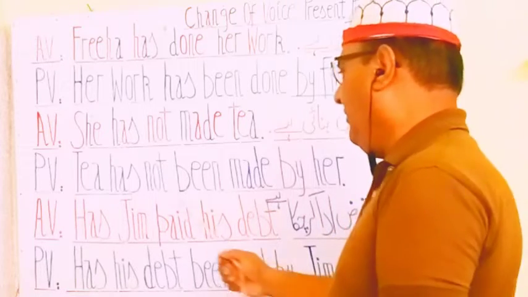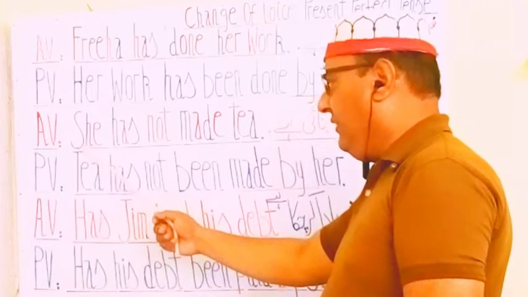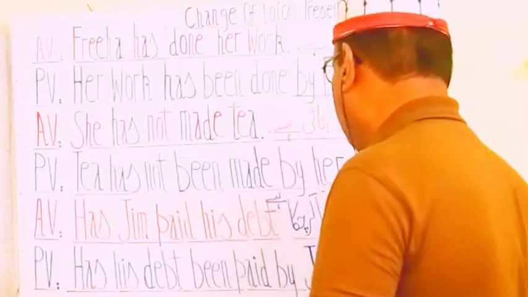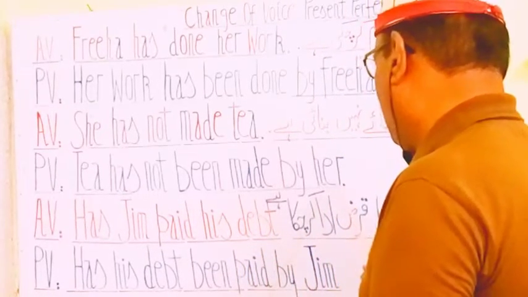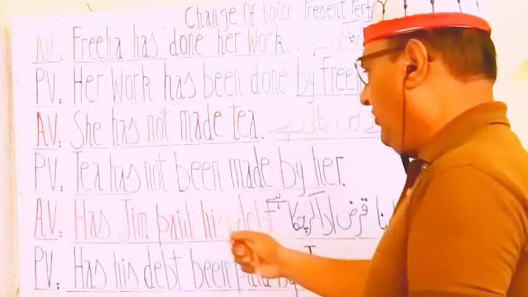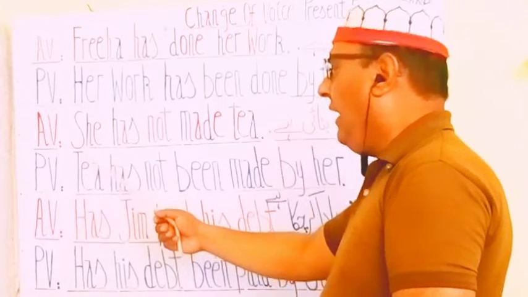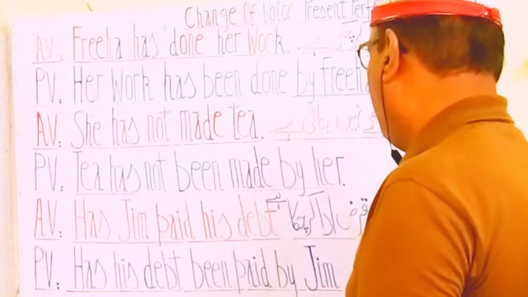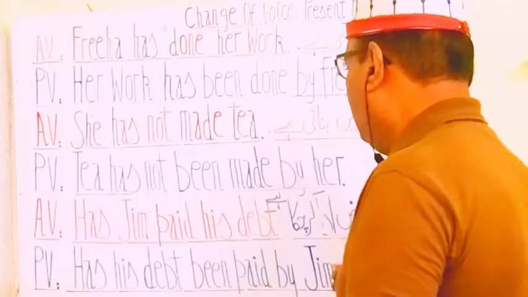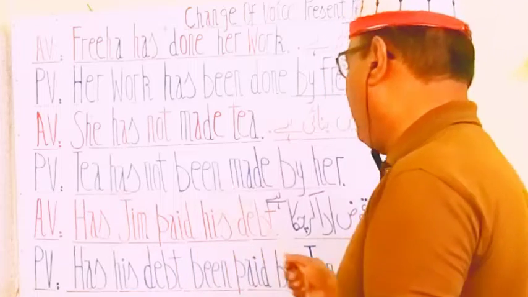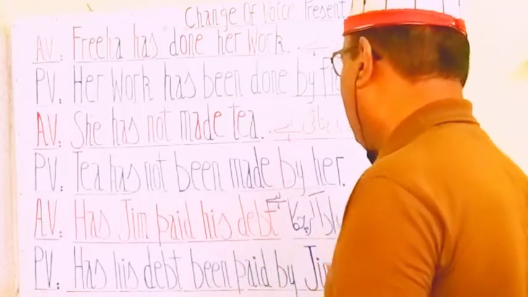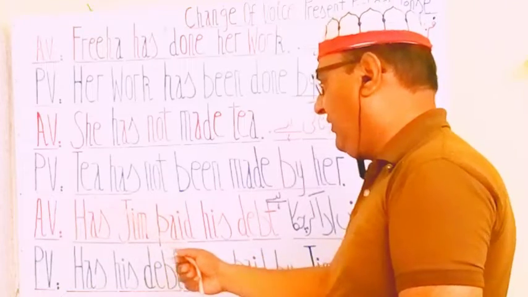By her. We need the objective form of she, that is her. So we will write here her as an object, because she is going to be an object in the passive. So we need its objective form, that is her. So tea has not been made by her. This is a passive statement.